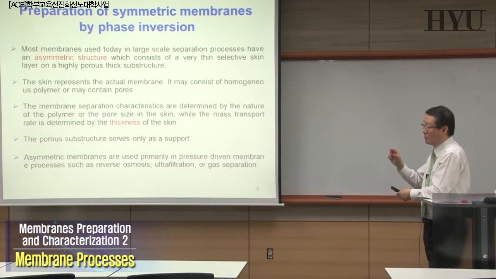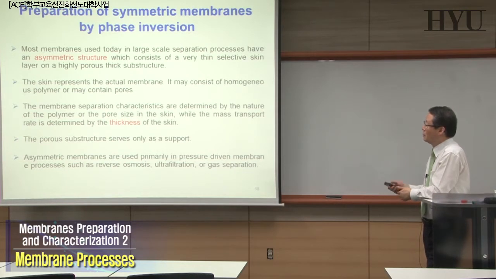Okay? If you have a lower thickness, just like the case of Loeb and Sourirajan, you can increase the permeance. Okay, permeance. Permeance is the thickness dependent flux, so if you have a lower thickness, then you increase your permeance. Permeance is different from permeability because permeability is determined by the polymeric structure, whereas permeance will be determined by the thickness of the skin layer.